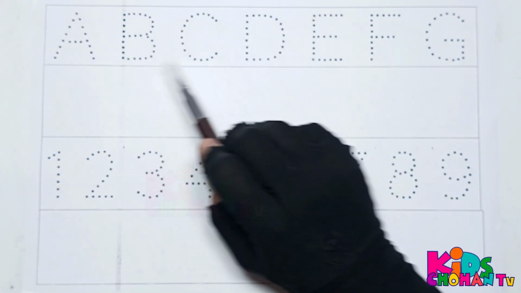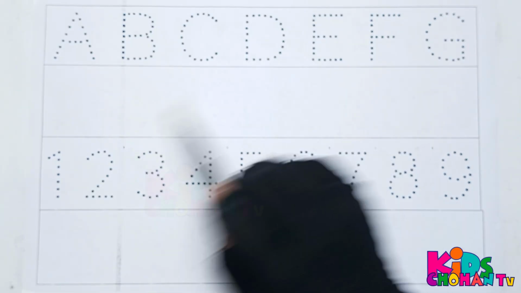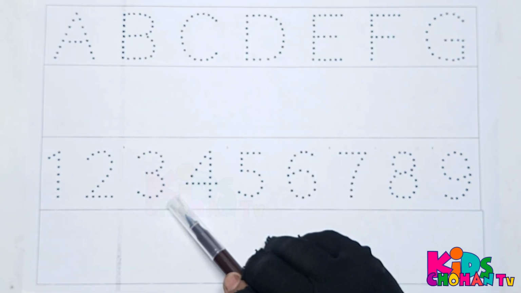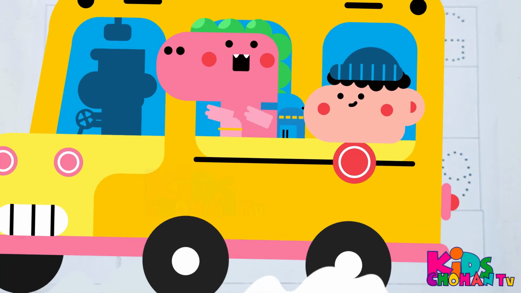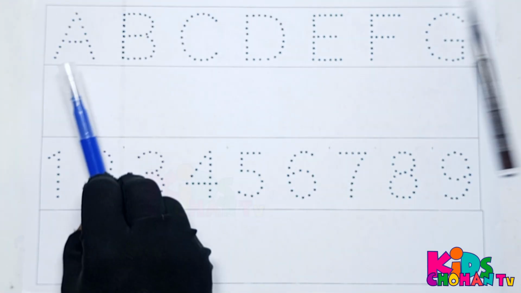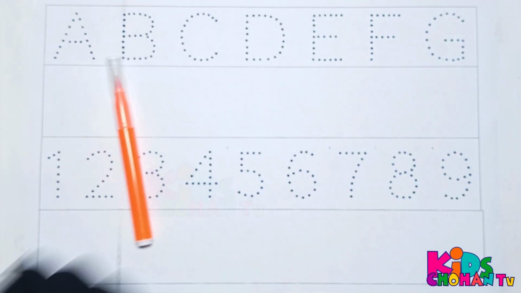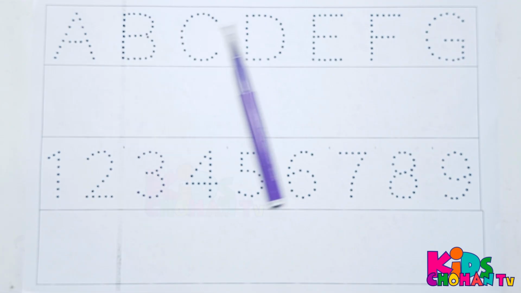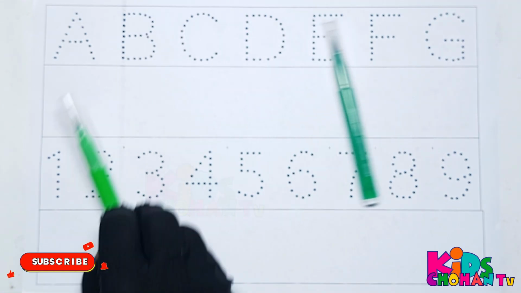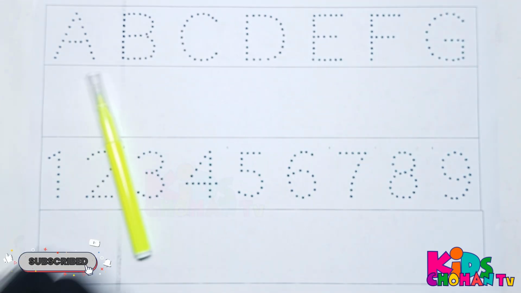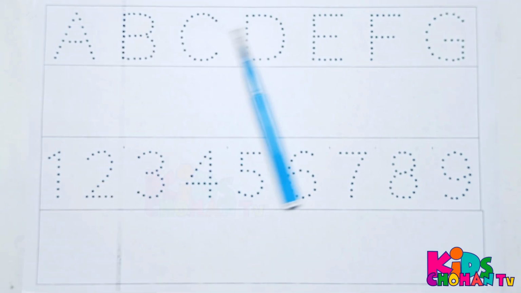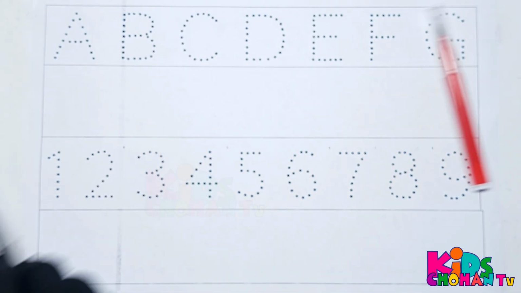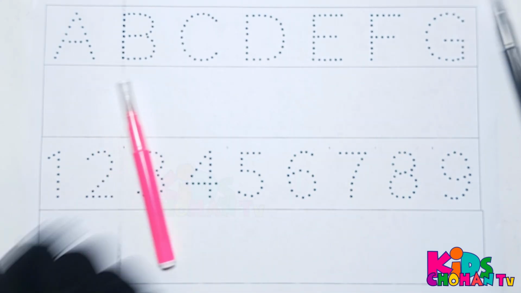A, B, C, D, 1, 2, 3, 4. Black, blue, orange, purple, green, light green color, yellow, sky blue, red, brown, pink.